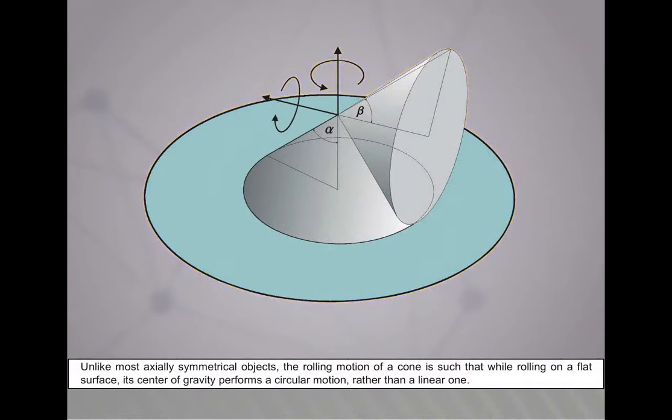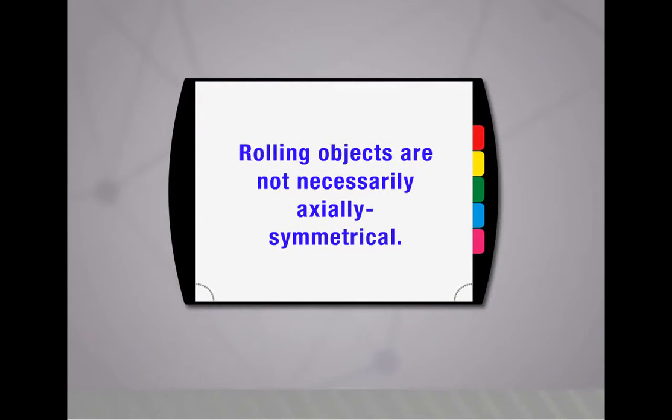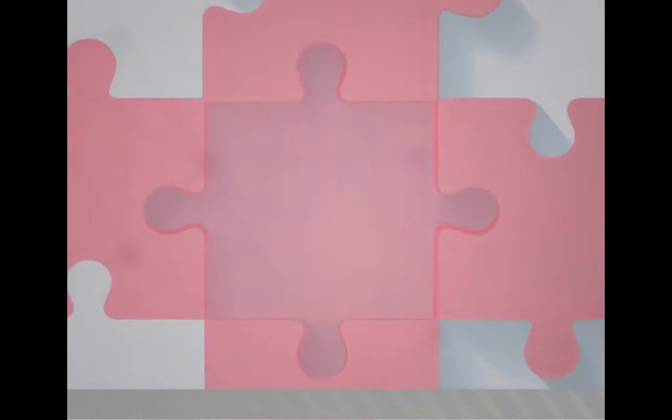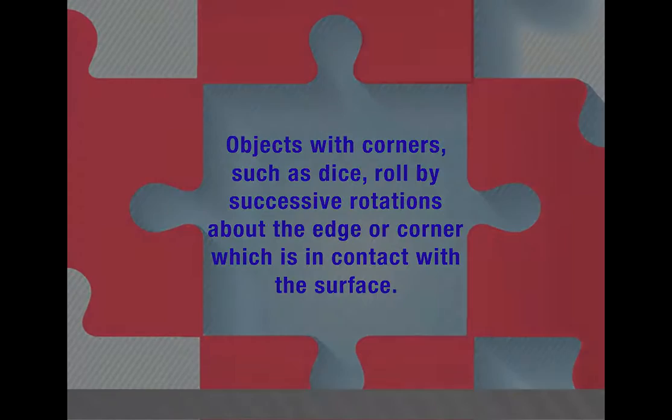Unlike most axially symmetrical objects, the rolling motion of a cone is such that while rolling on a flat surface, its center of gravity performs a circular motion rather than a linear one. Rolling objects are not necessarily axially symmetrical. Objects with corners such as dice roll by successive rotations about the edge or corner which is in contact with the surface.